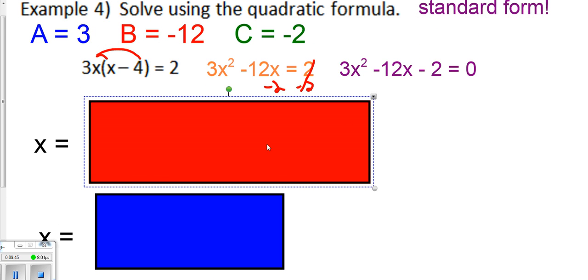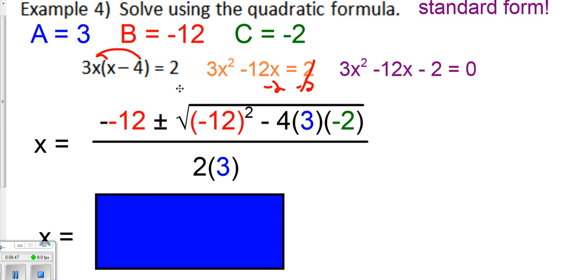We're going to use those and plug it right back into our quadratic formula. X equals negative b, so negative 12, plus or minus the square root of negative 12 squared. That's b squared, minus 4 times a times c. So 4 times 3 times negative 2. All of that divided by 2 times a, so 2 times 3.